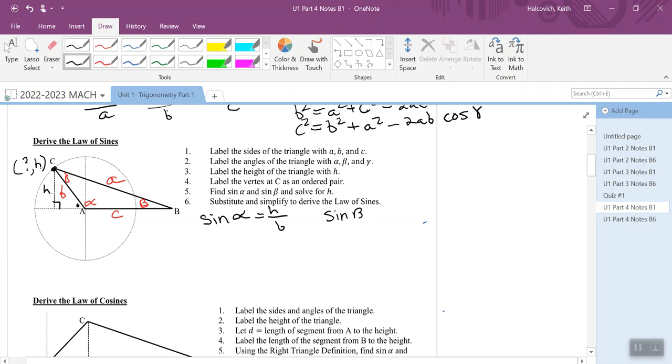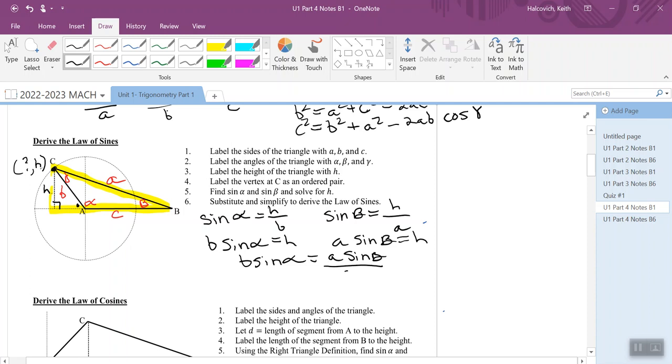The sine of beta, well, now if we use the big right triangle here, for beta, the sine of that would be the height over A. When we multiply to solve for the height, we get B sine alpha equals the height, A sine beta equals the height. Since they're equal to each other, we can set them equal, and then divide. So now we get sine alpha over A equals sine beta over B. And that also can apply to sine gamma over C. So that's the law of sines.